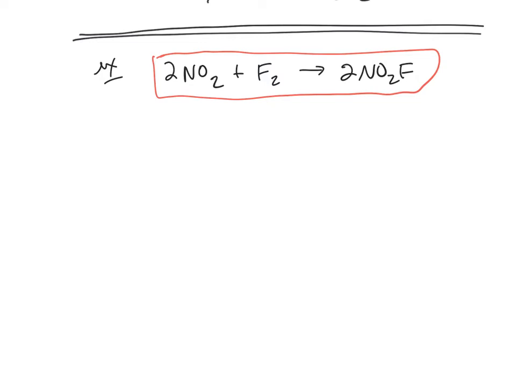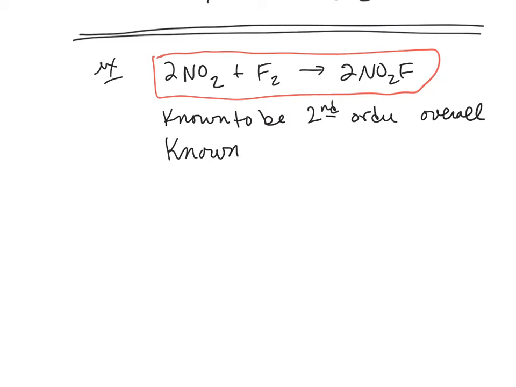I like to put it in a box, and in this example it's known to be second order overall. So it observes second order kinetics. And it is known from your doubling experiments that rate is equal to K times NO2 to the first power times F2. So that is an example of a second order reaction overall. It's first order in NO2 and first order in F2. Okay, so the question is, what is the mechanism consistent with that?